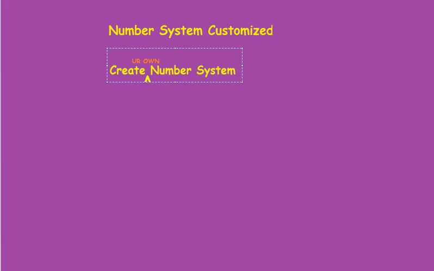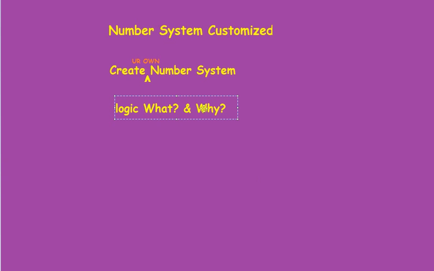I'm speaking about the modern number system, like binary and decimal. Let's just forget the Roman numbers and the Egyptians and all that stuff. This number system is constructed by human beings. It's all developed by humans, so it all works on a logic. What is that logic and why do we need this logic? Let's talk about the why part later.